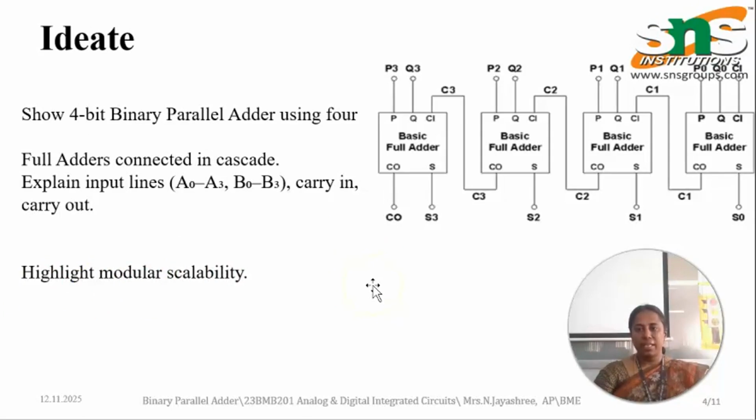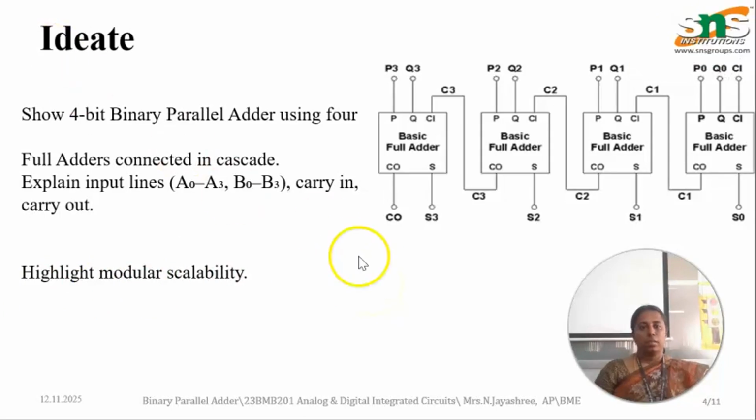Next is the ideate stage. It shows the 4-bit binary parallel adder. This 4 full adders together form this binary parallel adder, but each circuit forms a full adder. Each gets 3 inputs, and each full adder block diagram gives 2 outputs. That is what is mentioned here.